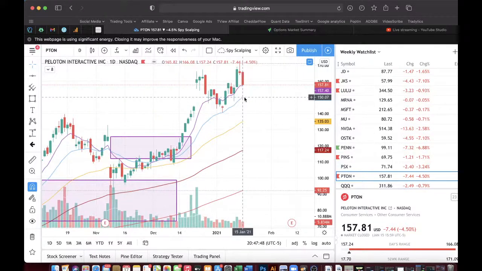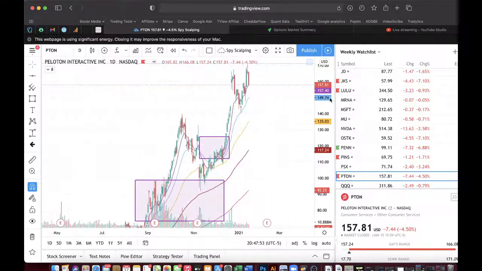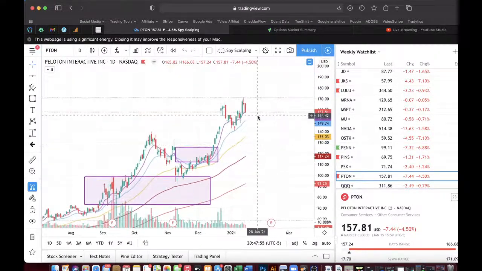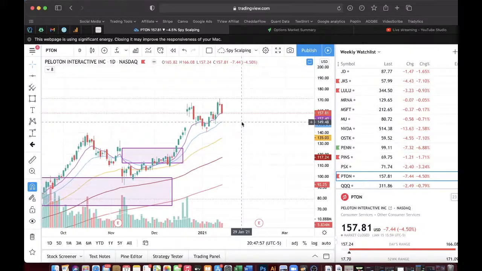That's a $7 move. You're probably saying, well, that's stupid. Well, this is options. Your $7 move is 4.5%. That's going to make you a nice penny. So if you're short on Peloton, I'd be considering taking profit here at 149.